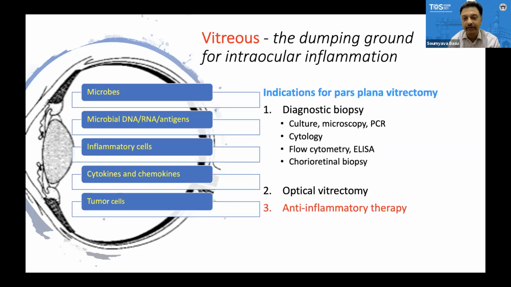So it's very obvious that vitrectomy has been used, and very effectively used, for various types of diagnostic biopsy, which includes culture, microscopy, PCR testing for the infections, then cytology for the tumors, and flow cytometry, ELISA, choroidal biopsy, to gauge the amount of inflammation and to characterize the type of inflammation. It's also been used for optical vitrectomy, where you clear the visual axis and improve the vision of the patient in a quiescent eye. What we are going to discuss here today is the use of vitrectomy as an anti-inflammatory therapy.